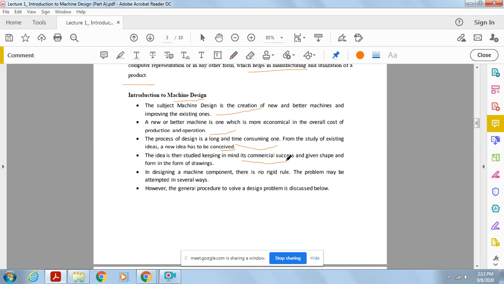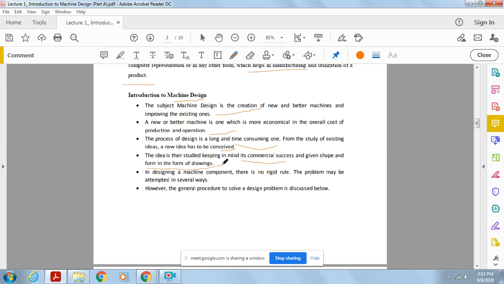As a designer you also have to think about the commercial issues, because you cannot select any design that will be very difficult or very costly to manufacture. So the cost, the economic capacity, is a very important part while designing. The word economics is also a very important aspect in design. The design is then given shape and form in the form of a drawing.